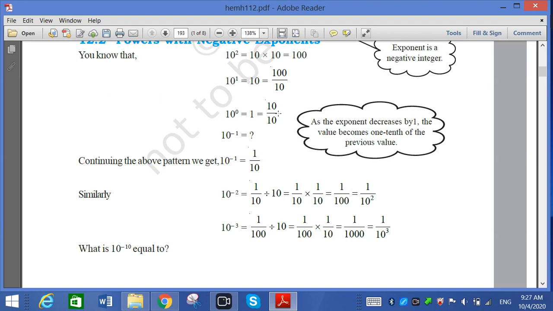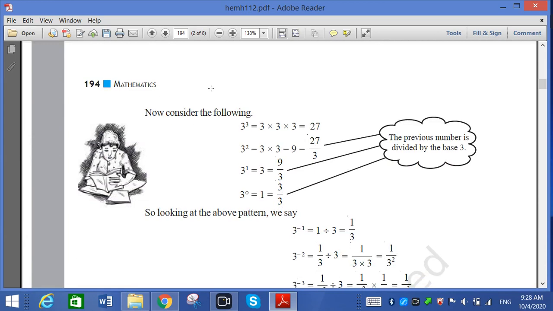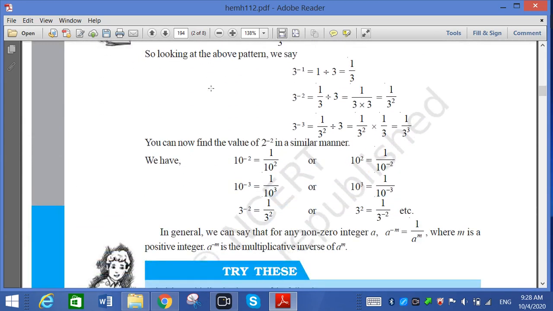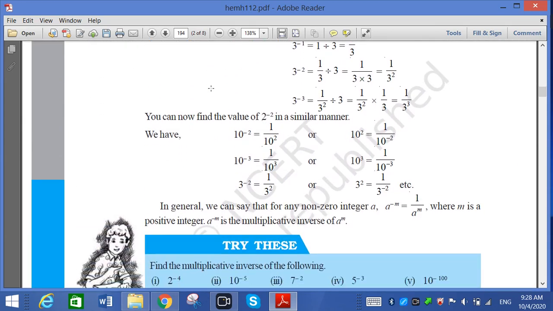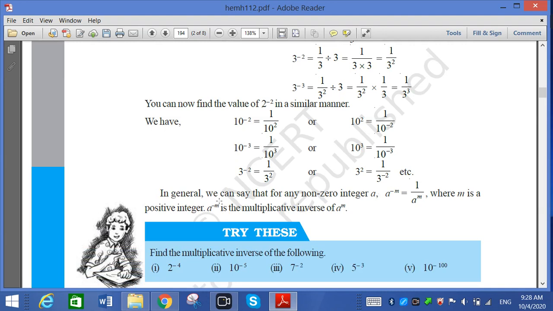The formula is: if we have a to the power minus m, then I have to write 1 upon a to the power m. That is the formula, and it is on your next page. I am going to explain through the textbook, because in maths the textbook is most important, so always go through the textbook. Here is one formula related to it, and you have to write this important point.